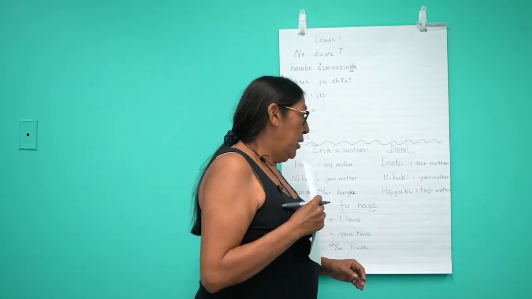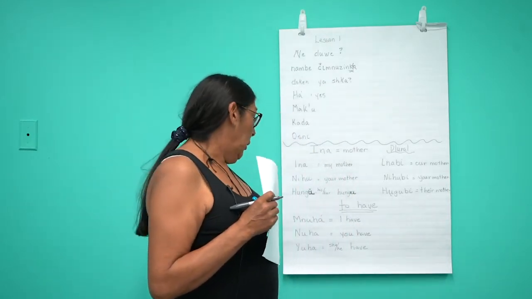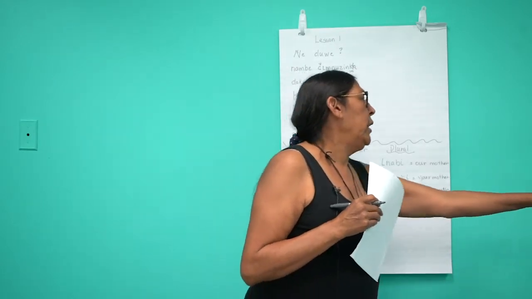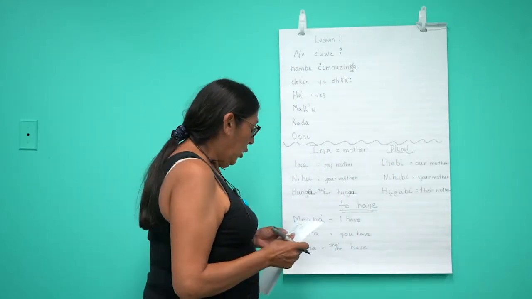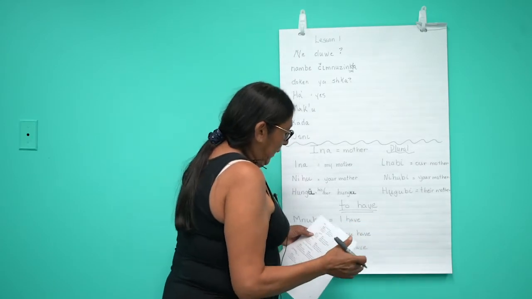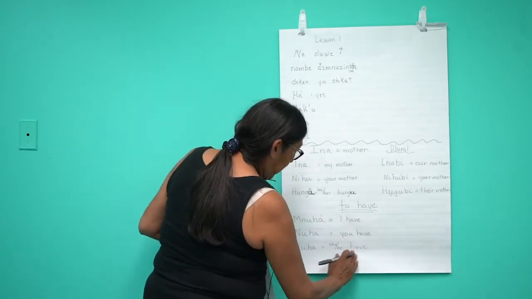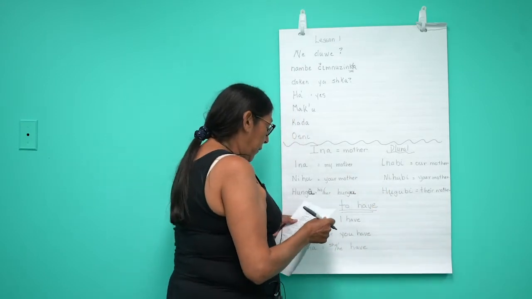Hokshina je ish nuha tang yuha. Hokshina je. That little boy, he has big ears. I didn't know what else to say. But that's to have. Yuha. They have.